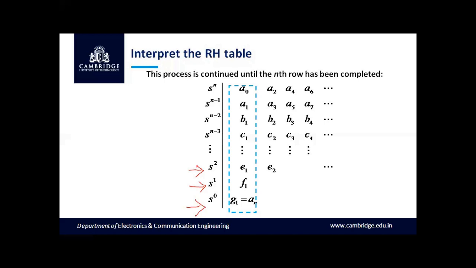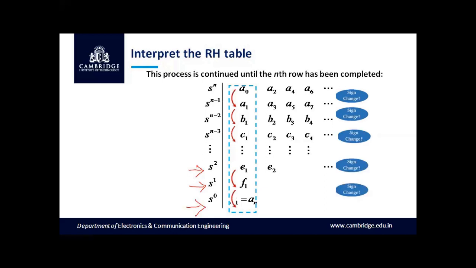And now let us move on to the next step, that is to interpret the RH table. Once after computing the RH array, here we have to look into the first column of the RH array, which has been highlighted here. We have to look into the sign changes of the elements, that is the coefficients of S with respect to the first column of the RH array. From A0 to A1, we have to check whether there is any sign change. Then from A1 to B1, we check again. Then from B1 to C1, and we can keep on inspecting for any sign change throughout the first column of the RH.